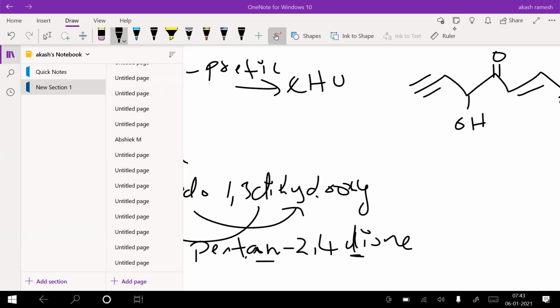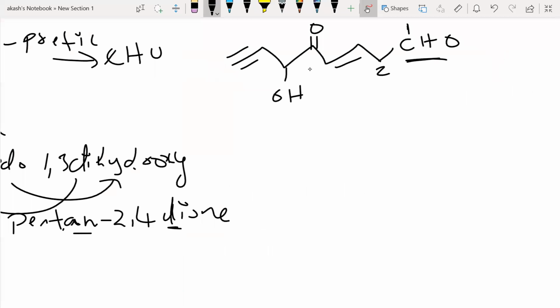Then 3-en, then 7-yn, 1-al. Oh, good. Yes, that's the answer. 1-al, you don't have to specify because it's 1. Good attempt, Rahul. Nice. So what he said was correct, right?